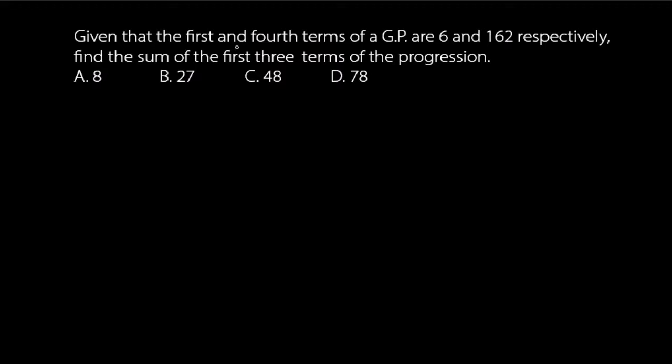Given that the first and the fourth terms of a geometric progression are 6 and 162 respectively, find the sum of the first three terms of the progression. So the GP you have here means geometric progression. Geometric stands for G, and P is progression.